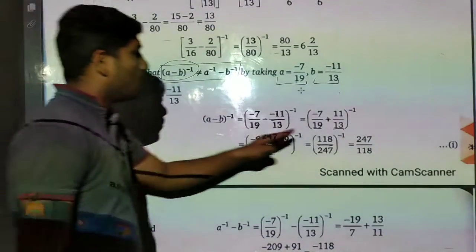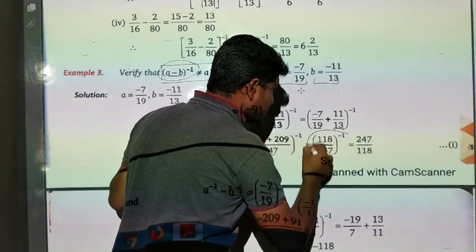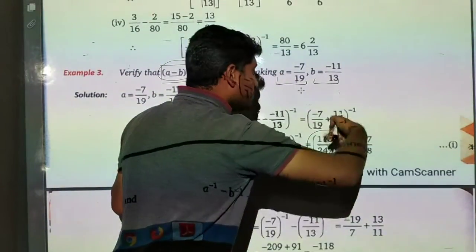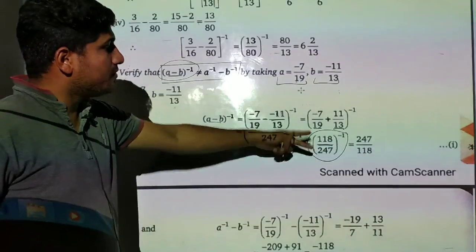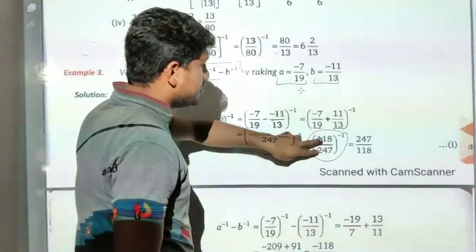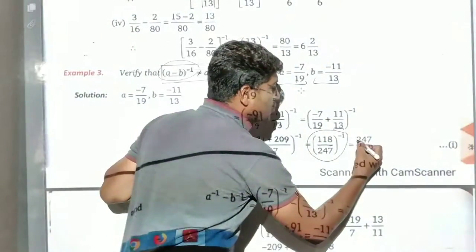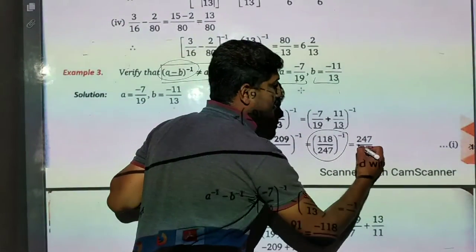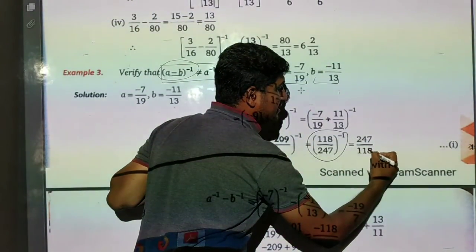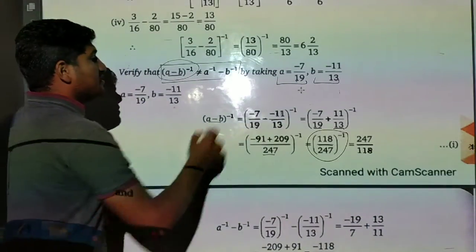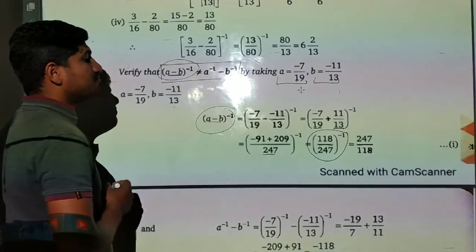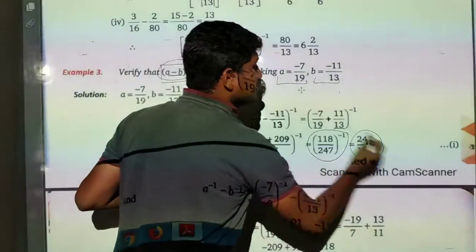Now what is the reciprocal of this? We will put the denominator on the upper side and the numerator on the lower side. So 247 divided by 118. So our ultimate result for (a minus b) raised to power minus 1 is this.